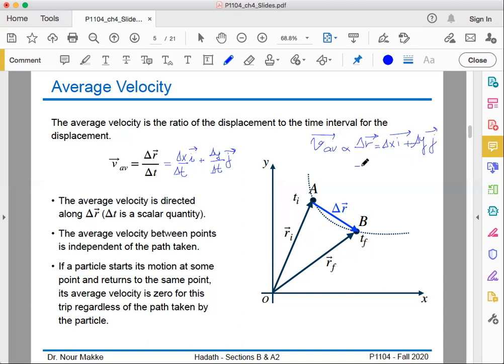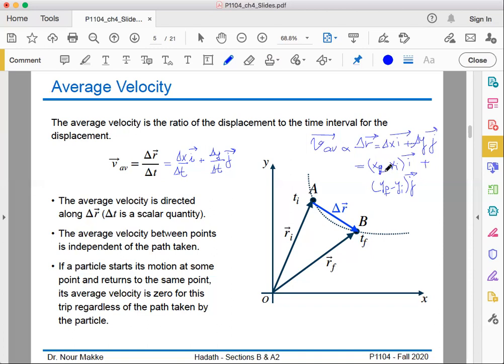And it depends on the difference between the positions. So it equals X final minus X initial I plus Y final minus Y initial J. And as you can see from its expression, it has nothing to do with all what happens in between the initial time and the final time. It only depends on the difference between the initial and the final position.